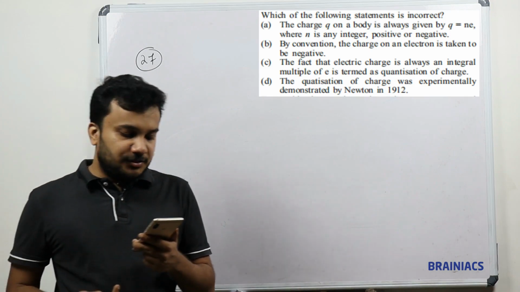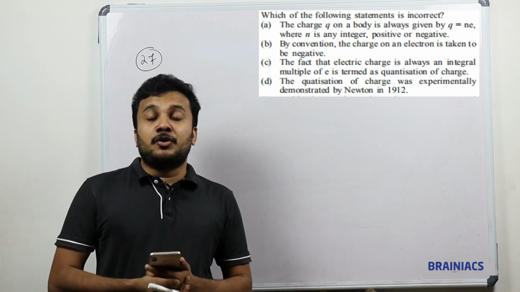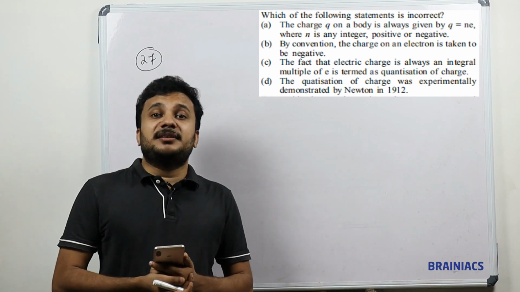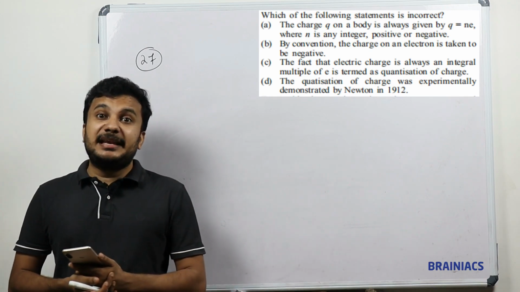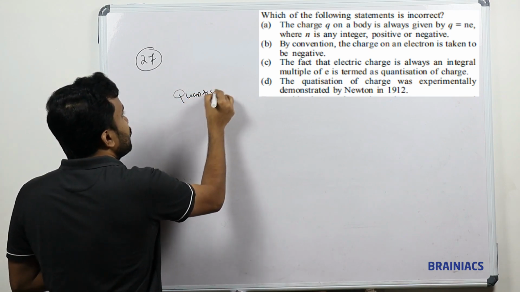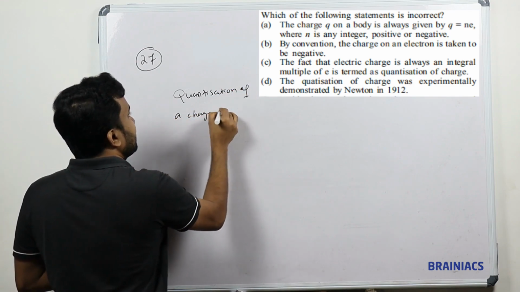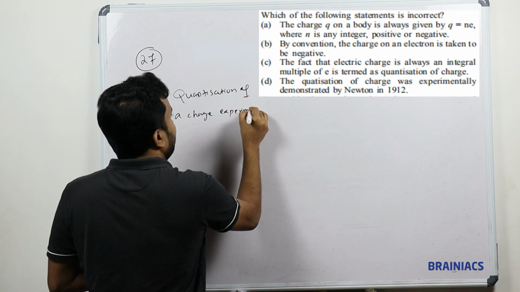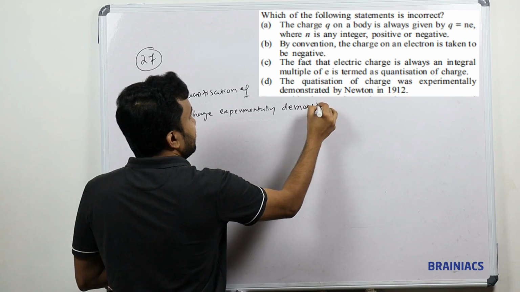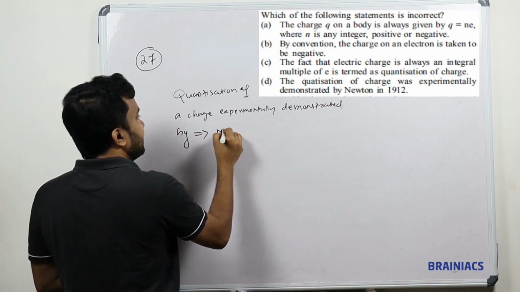Last one: quantization of charge was experimentally demonstrated by Newton in 1912. No, that is the wrong statement. Quantization of charge was experimentally demonstrated by a scientist called Millikan. So you can write as a note: quantization of charge experimentally demonstrated by, not proved by, demonstrated by Millikan.